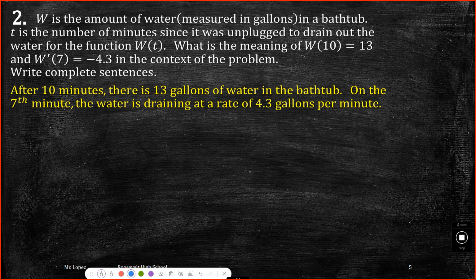In the other one, it says, on the 7th minute, the water is draining at a rate of 4.3 gallons per minute, where the key word for the second part is a rate. That makes sense or no?